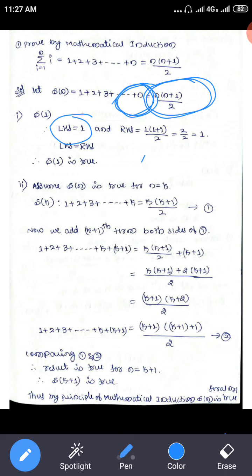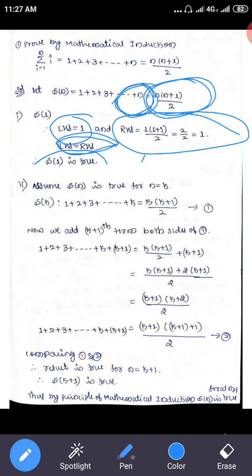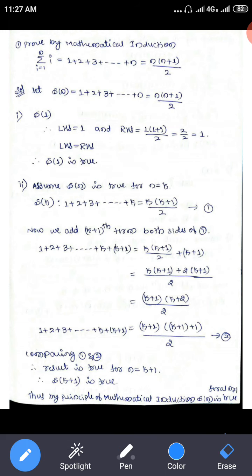There we have to take n equal to 1. So 1 into 1 plus 1 divided by 2, that is 1 into 2, divided by 2, which is 1. LHS and RHS are both 1, so LHS is equal to RHS. Therefore, once you have proved LHS equal to RHS, S of 1 is true. Any doubts?